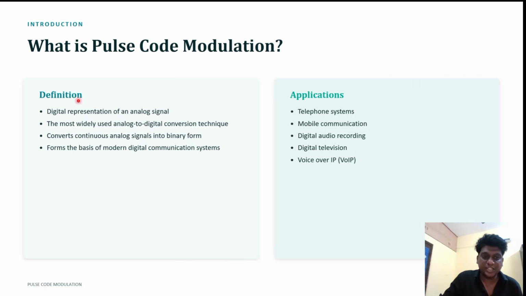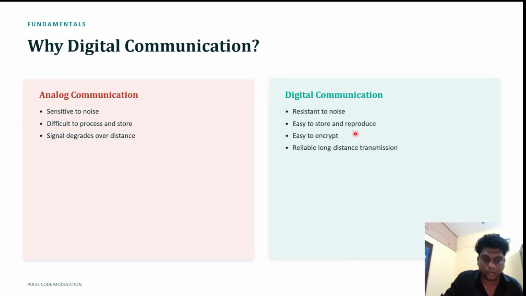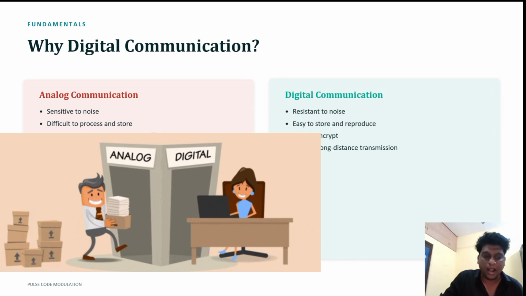PCM. It is a digital representation of an analog signal and is used for ADC conversion. It converts the continuous analog signal into a binary number. It is the basis for modern digital communication techniques. We move from analog to digital because analog is sensitive to noise, it is very hard to store the data, and the signal quality degrades over time and distance.